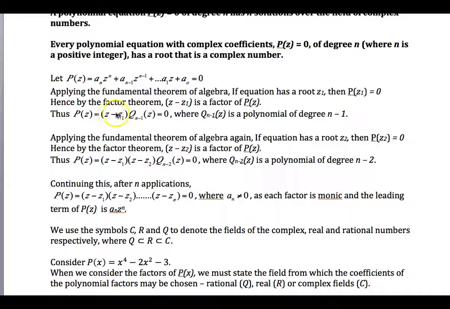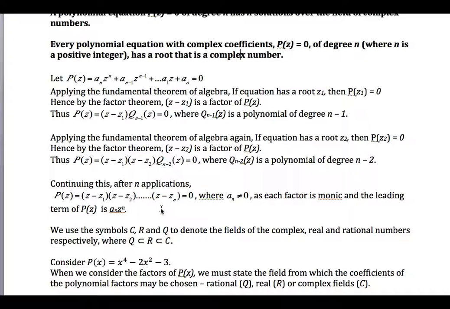If you've pulled out one factor, and this is of degree n, then there's going to be n minus 1 powers left. That's what this Q sub n minus 1 of Z equals 0 is, because Q sub n minus 1 of Z is a polynomial of degree n minus 1. So if it was Z to the power of 10 and you pulled out one factor, you've still got Z to the power of 9 left, and still to factorize. Okay, then if Z2 was a root, then another factor would be Z minus Z2. So you'd have the first factor out, the second factor out, you've still got n minus 2 powers left, if it's originally power n.